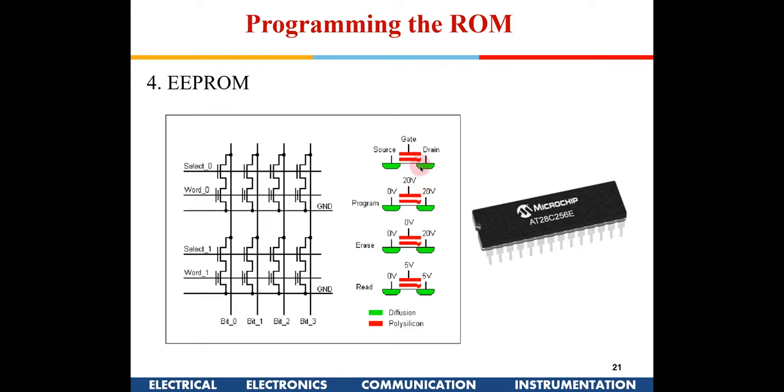But for erasing, to facilitate electrical erasing, what we do is, you see here, this floating gate is brought very, very close to the drain. So there is a very, very thin oxide layer here. If this is a few nanometers, this will be even less out here.